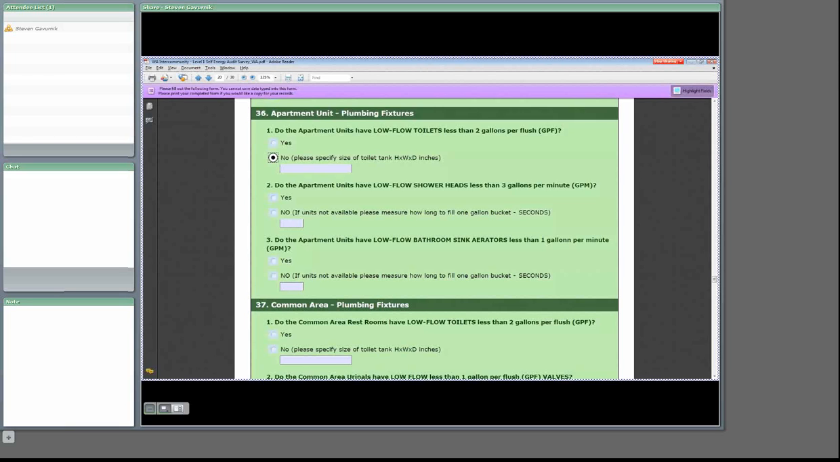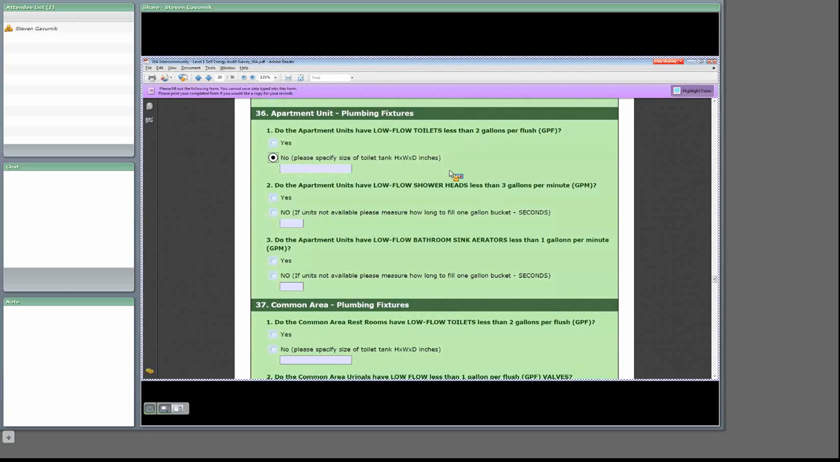Welcome back. We're at the apartment unit plumbing fixtures about water conservation, section 36. The first question: do the apartment units have low flow toilets less than 2 gallons per flush, or GPF? If you're aware that they are and you know what the actual GPF per flush is, you'd indicate whether it's below 2 with a yes, otherwise you'd indicate no.